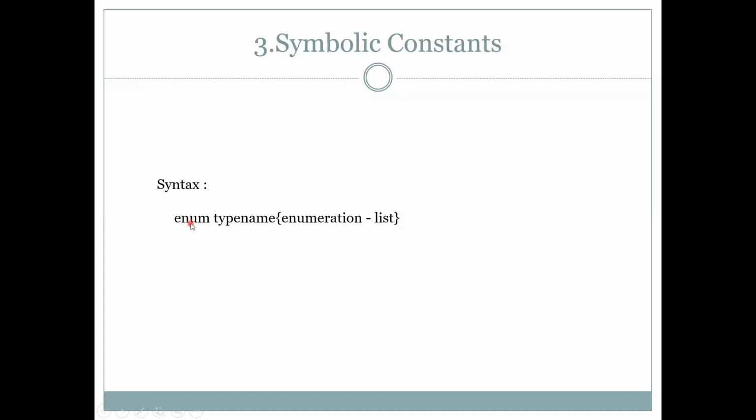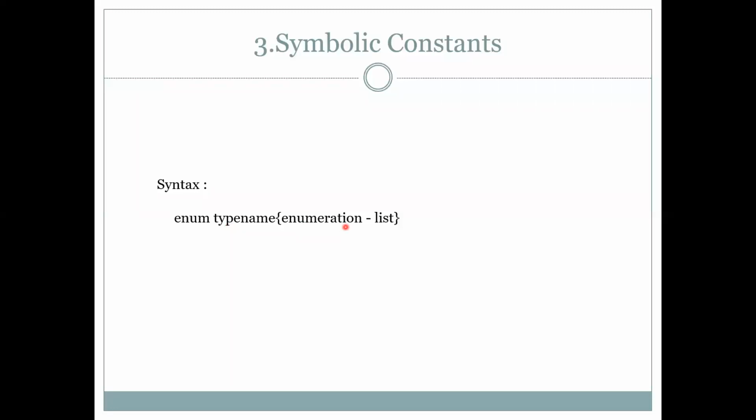So enum is again a reserved word, a keyword of C++, and it is useful for declaring a set of closely related constants. The syntax: first is the enum keyword, then the type name and your enumeration list. Type name defines the identifier that names the type being defined, and the enumeration list stands for the list of names of the integer constants. Here you can pass the list.